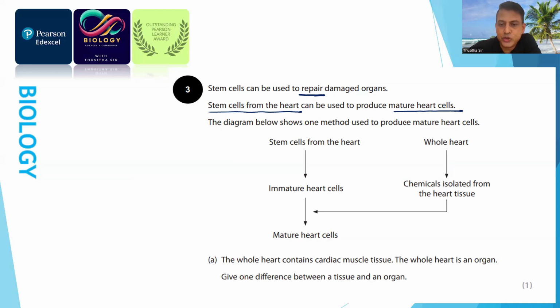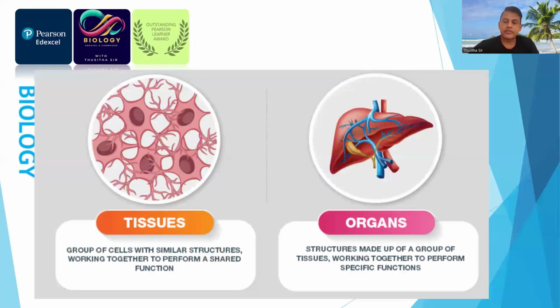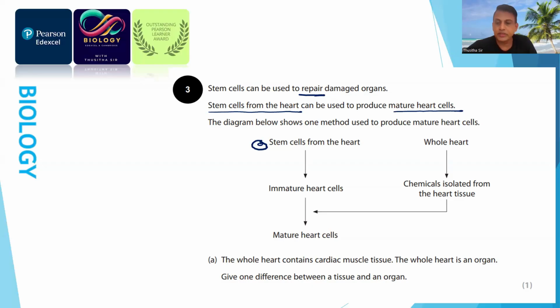The diagram below shows one method used to produce mature heart cells from stem cells from the heart. So they isolated stem cells from the heart, and after that they used chemicals isolated from the heart tissues. We know that a chemical stimulus is important, so they used chemicals from the isolated heart. And after that, when they add these to immature heart cells, they become mature heart cells. So stem cells are isolated, they allow them to make immature heart cells, and using the chemicals they make the mature heart cell.